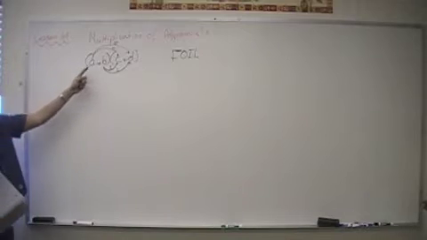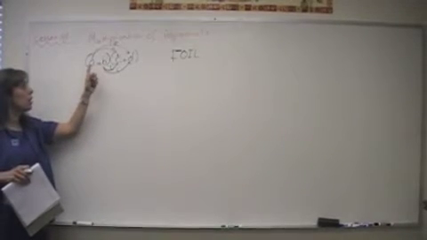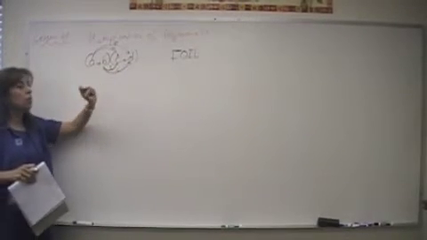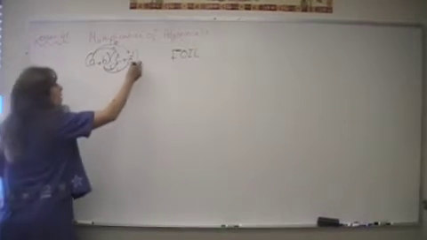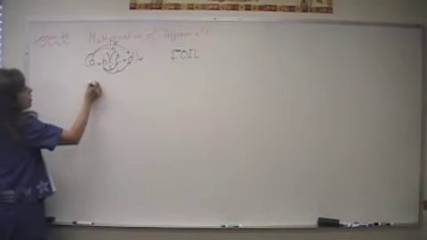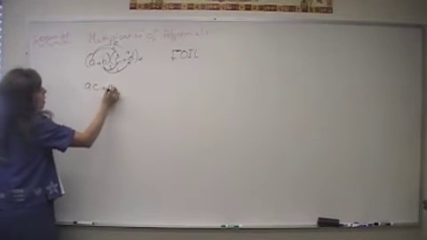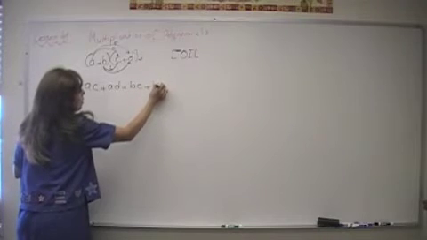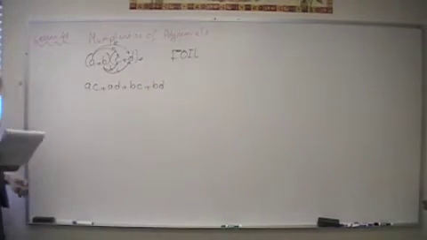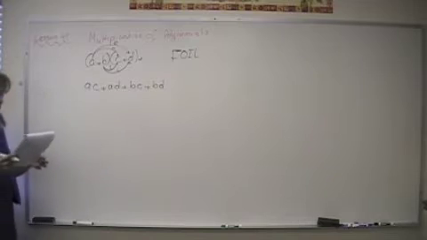So you take A, you multiply it by C, plus A times D, plus B times C, plus B times D. So we can write this as AC plus AD plus BC plus BD. This is multiplication of polynomials.